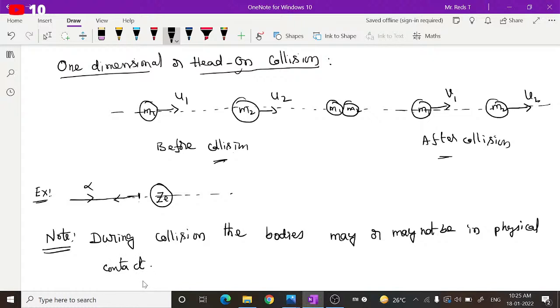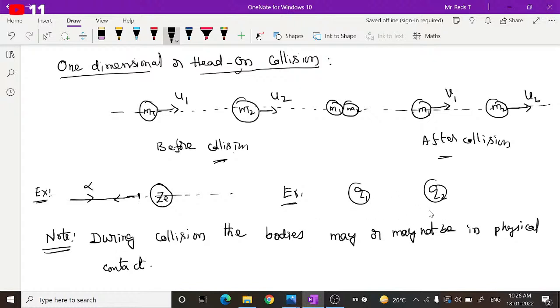Without physical contact, how will the bodies collide, sir? You may ask. That's why I have given you this example. You can also consider one more example: if you have any two charged bodies having charges Q1 and Q2, let's say they have like charges, plus plus or minus minus. If they are coming together, after approaching a particular separation, they will repel each other. Like bodies will repel. And also two magnets: if you bring two magnets, magnets also will repel.